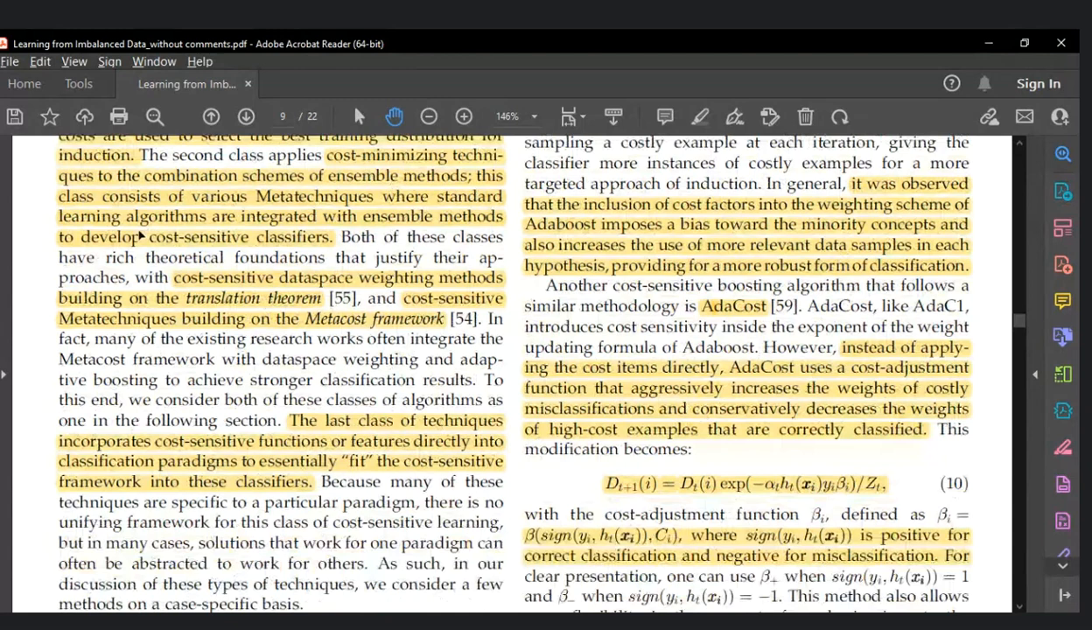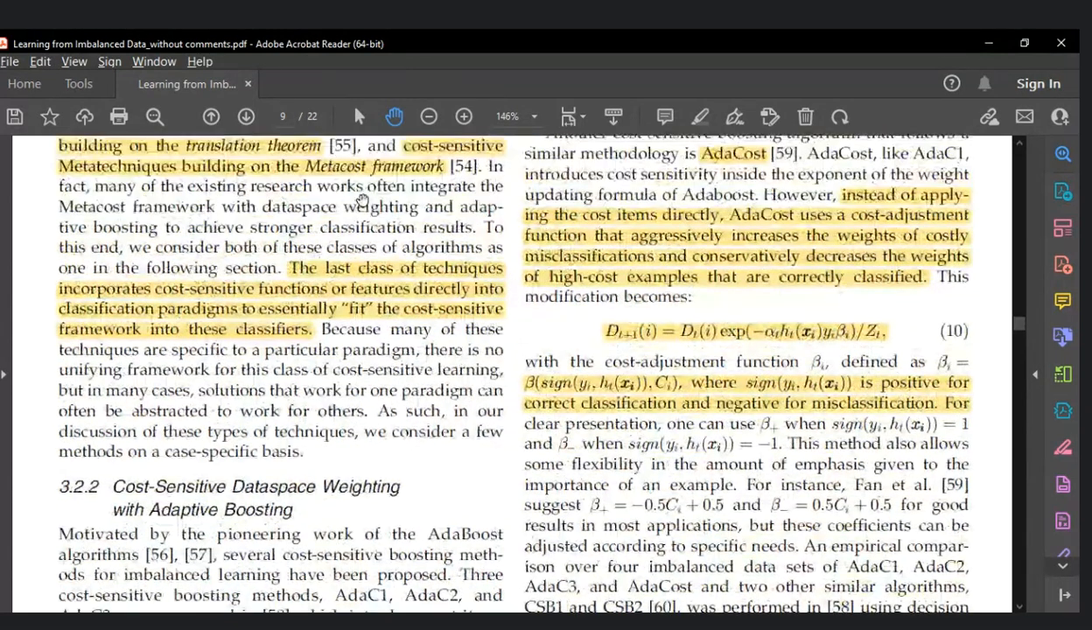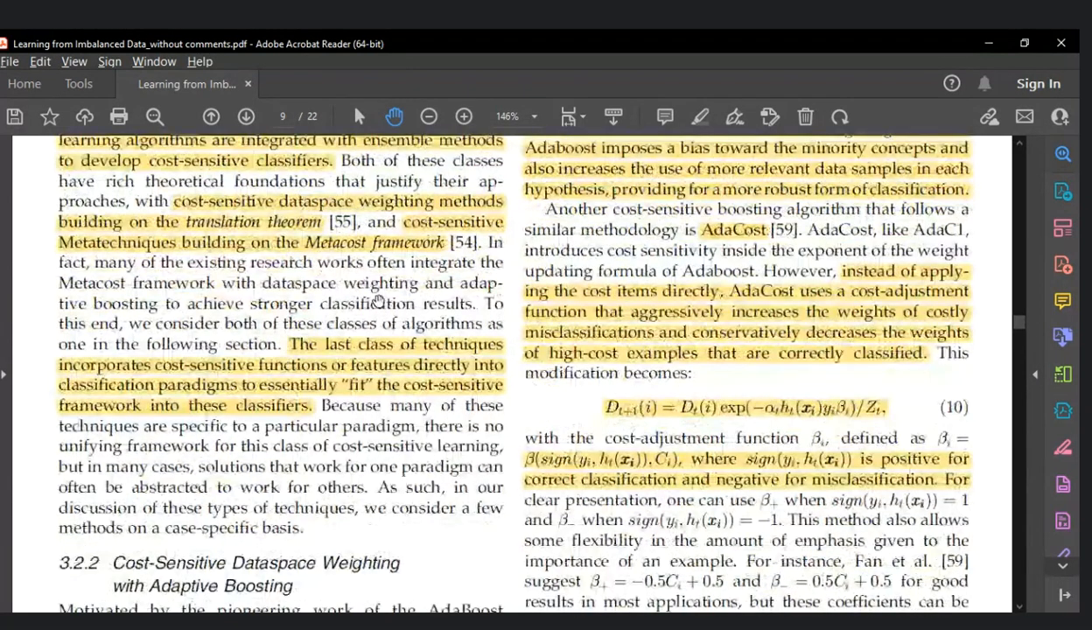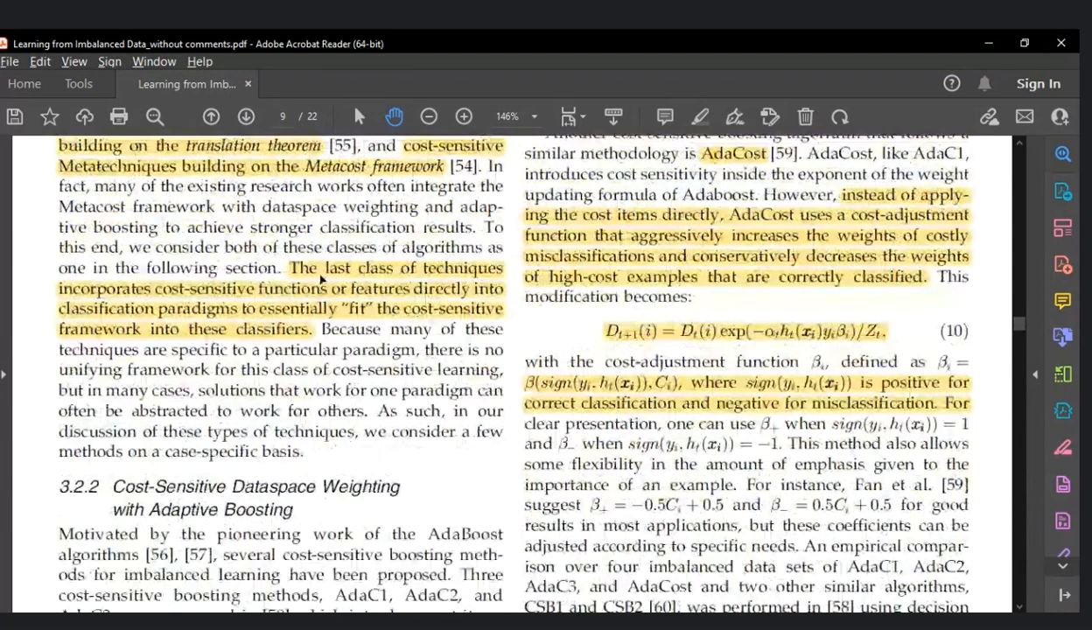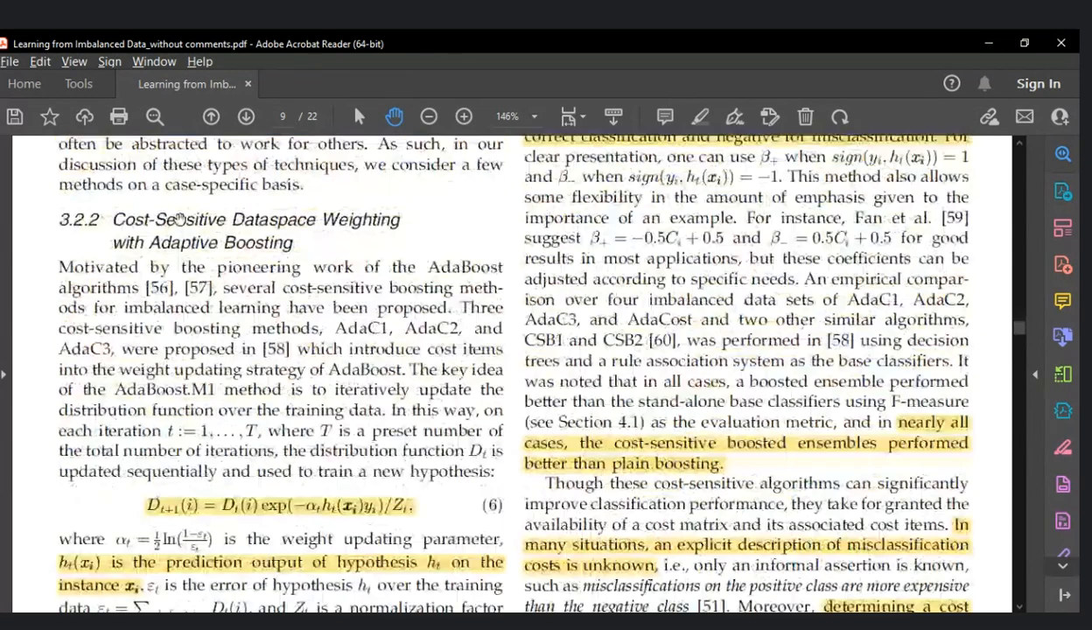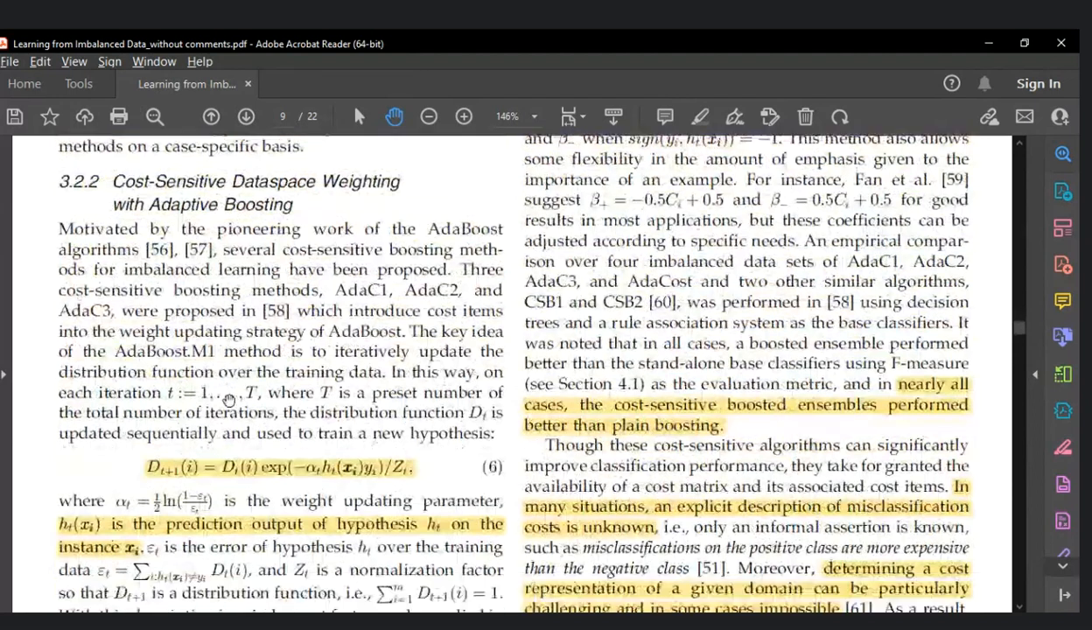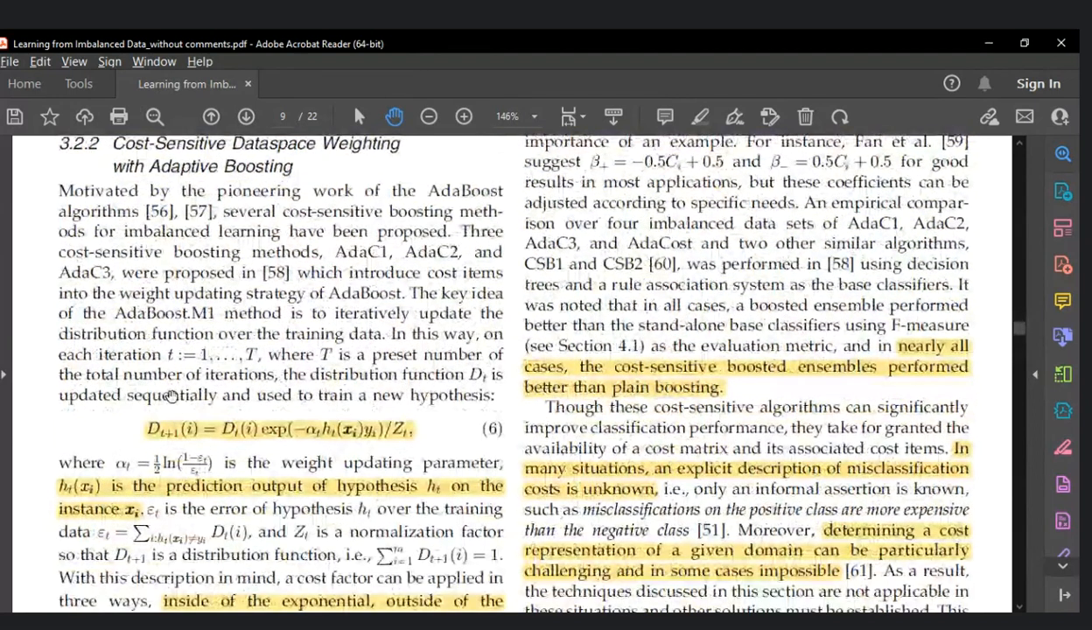I'm just going to quickly go through this because this is essentially saying similar things. This is what I want to talk about as well, just very quickly. And as you can see, this is a cost function. So it is kind of the adaptive boosting that we mentioned before.